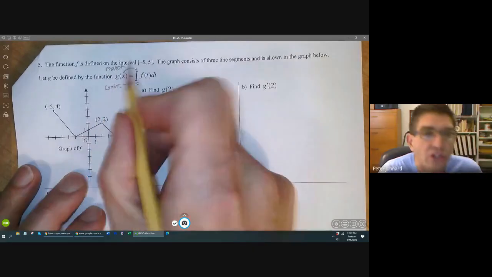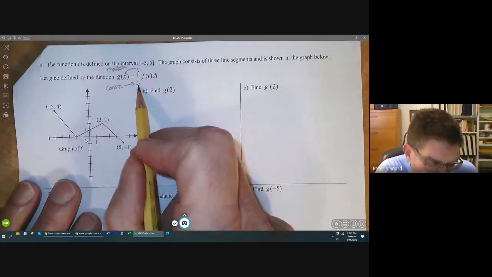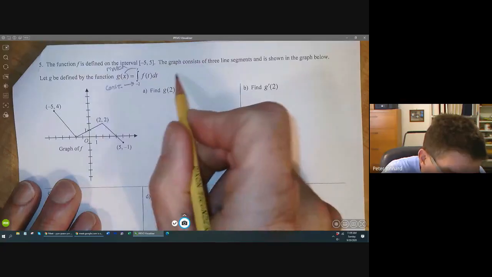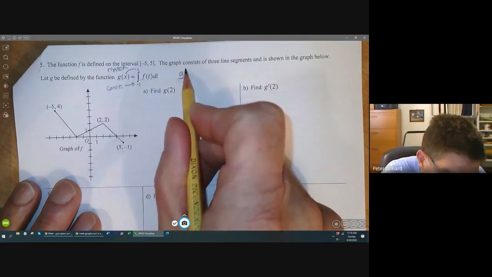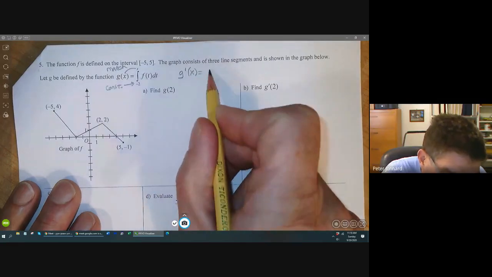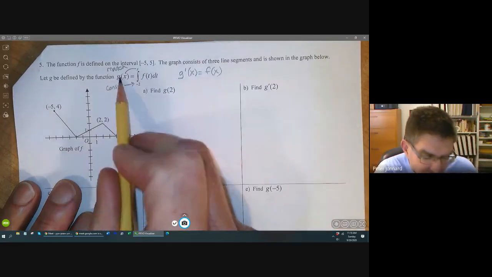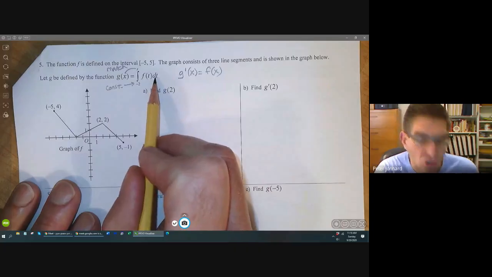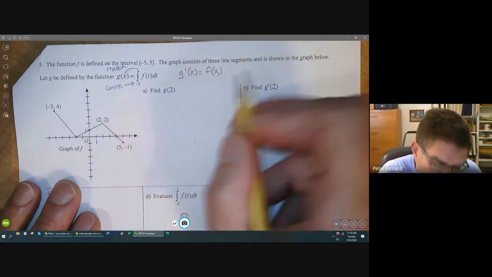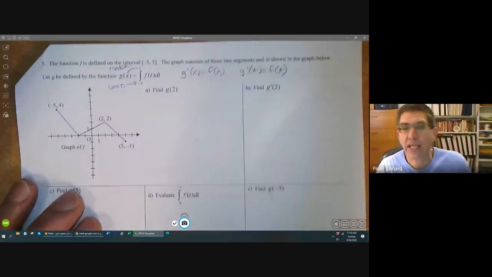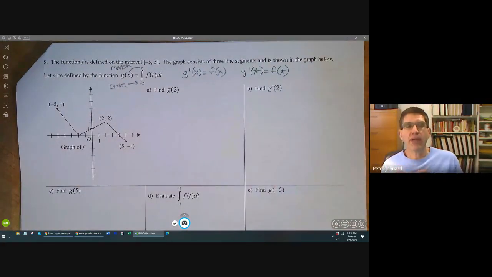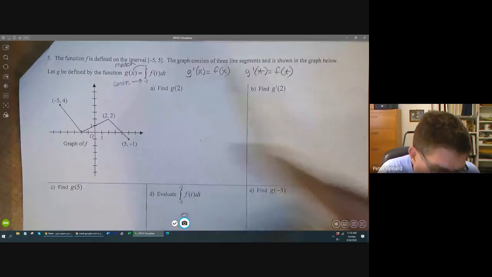Under those circumstances, if the lower bound is just a constant and these match, then we can say that if g of x is the integral of f, then g prime of x must equal f of x. g is the integral of f of x, so the derivative of that must just be the original function. Or we could say g prime of t is just f of t. That's helpful to know, because it'll cut a lot of time out of doing the problems in this lesson.